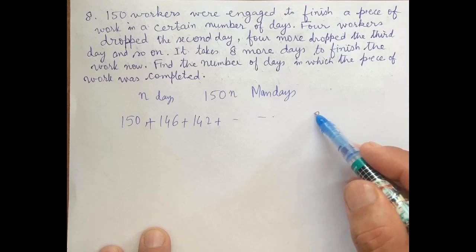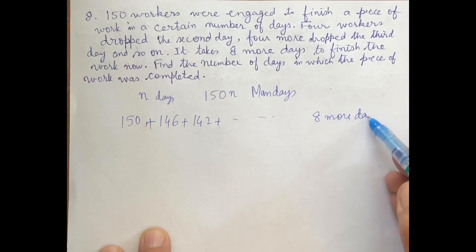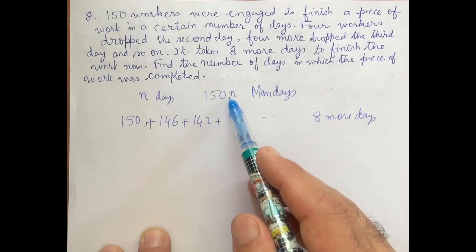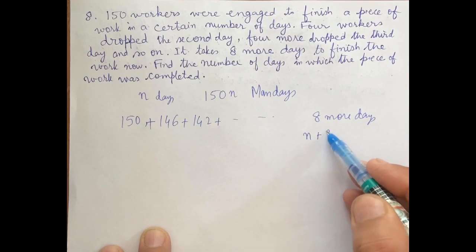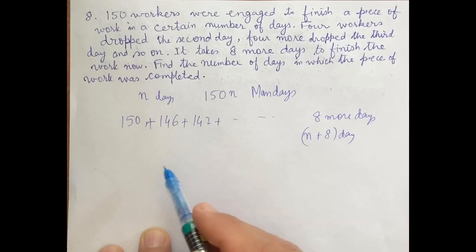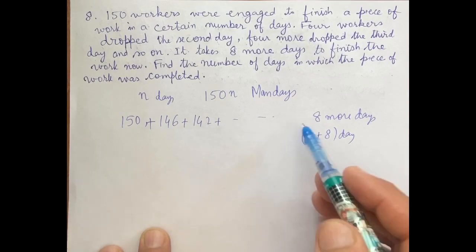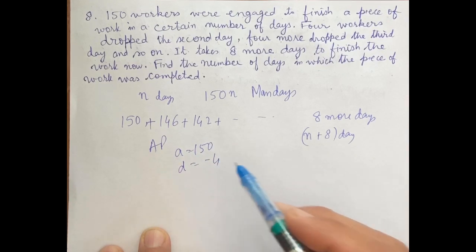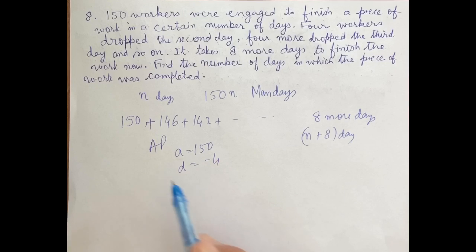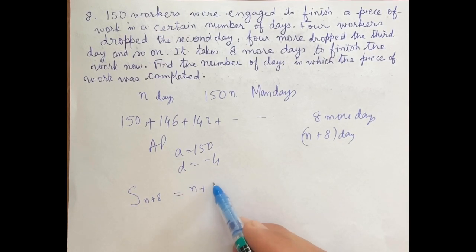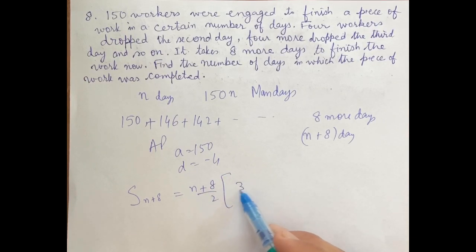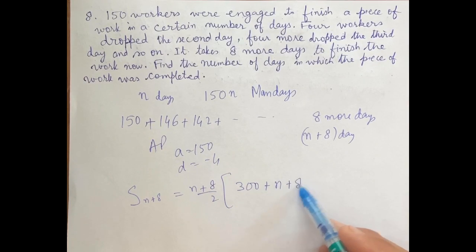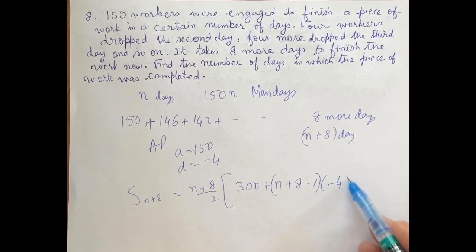And this way it took 8 more days. That means originally it was to complete it in n days. Now it took n plus 8 days to complete. So let us find the sum of this series. This is an AP with first term 150 and common difference minus 4. So we have to find the sum of n plus 8 terms. That's n plus 8 upon 2 into 2a, that is 300, plus n plus 8 minus 1 into d, which is minus 4. So it took so many man days.